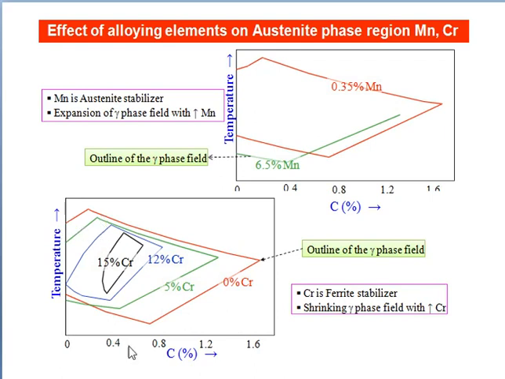This is also temperature versus percentage of carbon graph. This is 5% chromium, this one is 0% chromium, this one is 12% chromium, this one is 15% chromium. And from this diagram, see, this line is 6.5% manganese and red line shows 0.35% manganese.